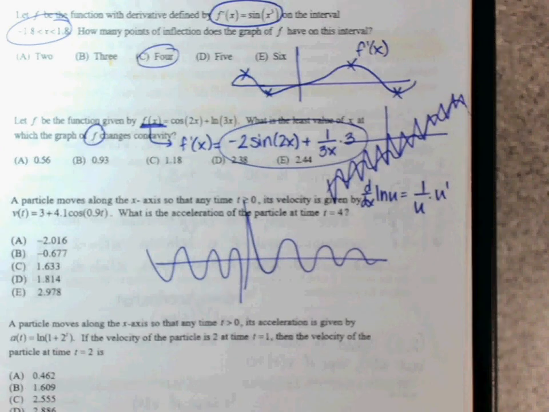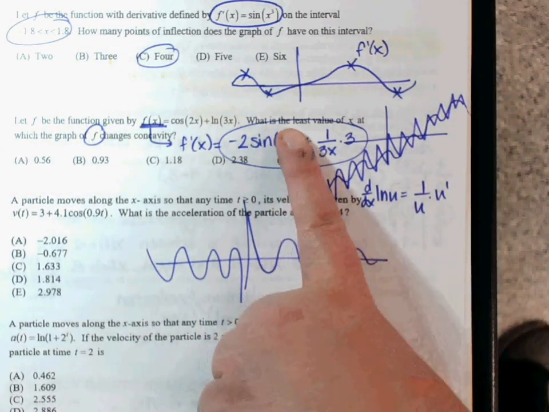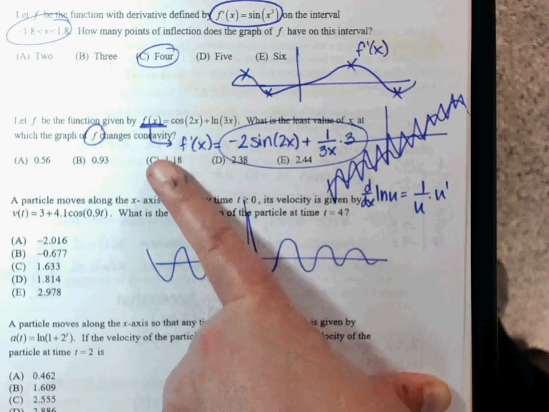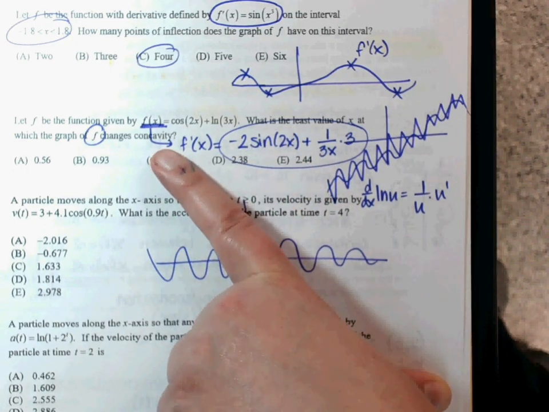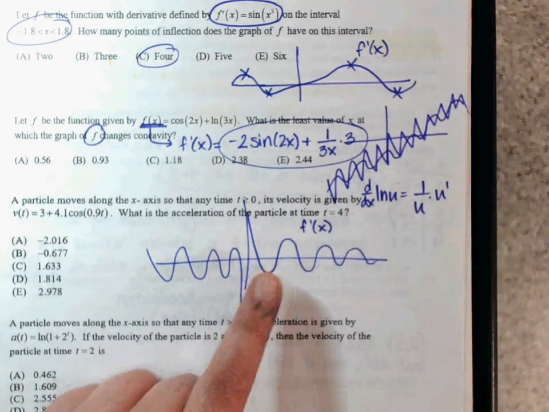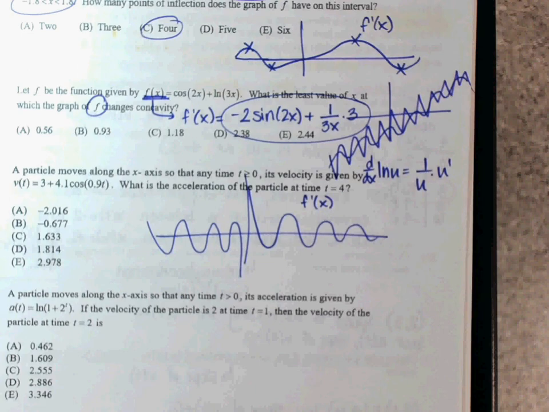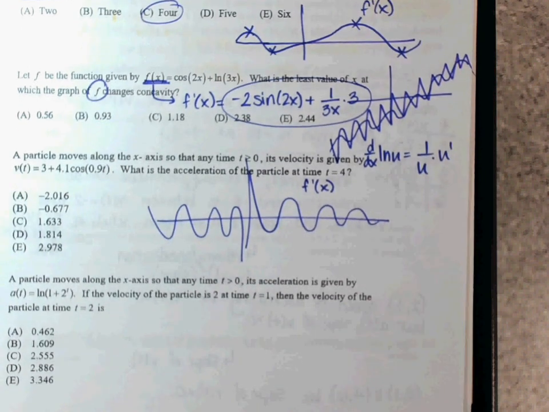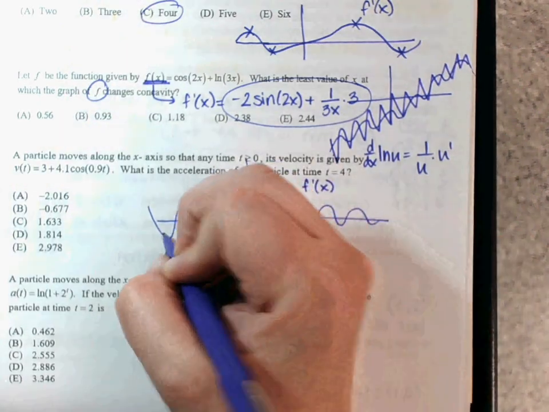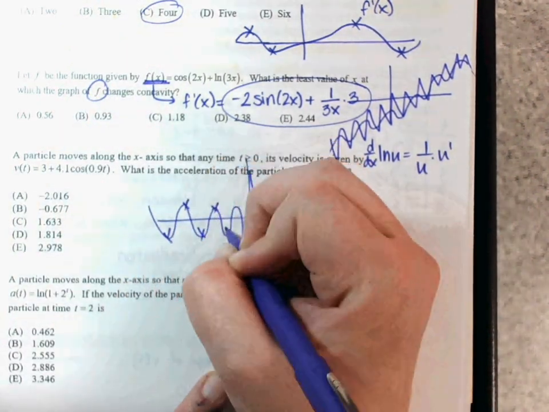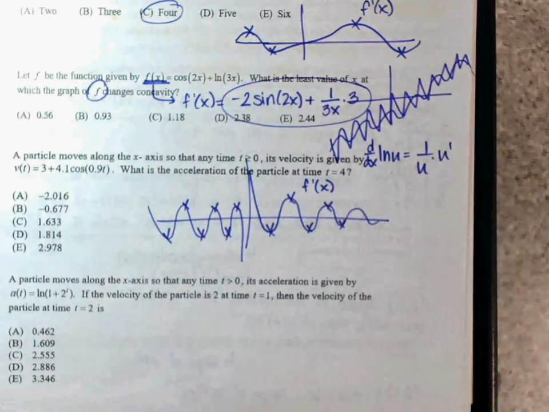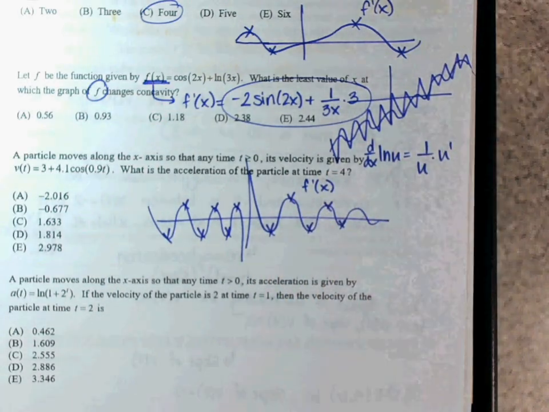Okay, so it is asking us for the least value of x at which the graph of f changes concavity. A couple of things are tricky here. The first thing is that this is a graph of f prime. So am I really looking for a point of inflection on this graph? No, I'm looking for where my x's go. So I've got a bunch of x's, right? I have them here, here, here, here, etc. There's a whole bunch of them. So how can I have a least one?